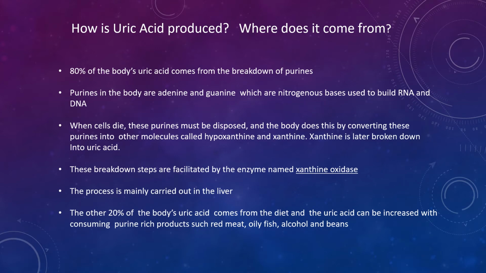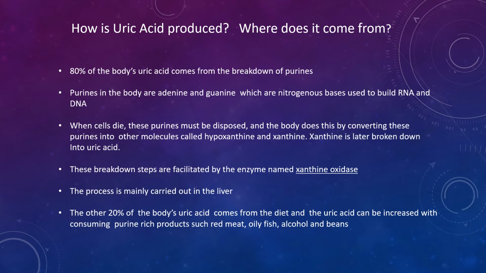Now, how's uric acid produced? Well, approximately 80% of the uric acid comes from breakdown of purines from cells. Cells in the body break down continually, and they become bases called adenine and guanine. When the cells get rid of this, the body then begins to convert these bases into other molecules, particularly hypoxanthine and xanthine. Xanthine is later broken down into uric acid, which then forms crystals. These breakdown steps are facilitated by the enzyme named xanthine oxidase, which is primarily in the liver.